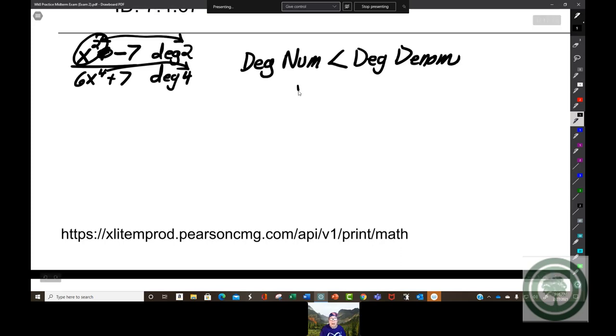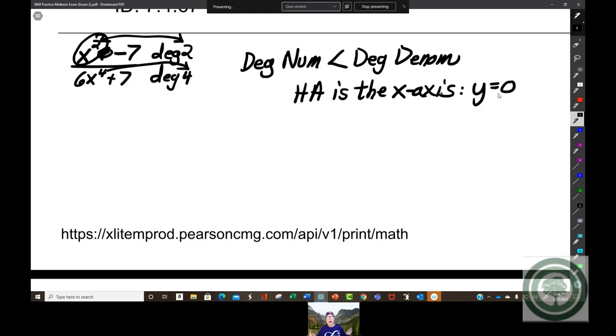So the HA is the x-axis. It's an automatic thing. Not debatable, but you have to write the equation of the x-axis, which is y equals 0. That's the equation of the horizontal line that is the x-axis.